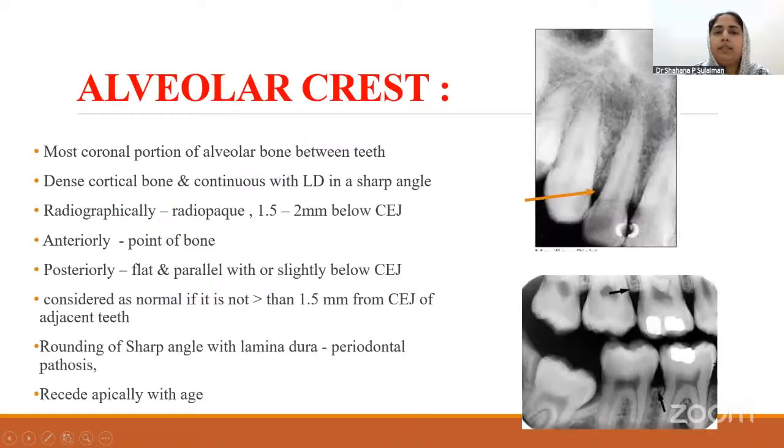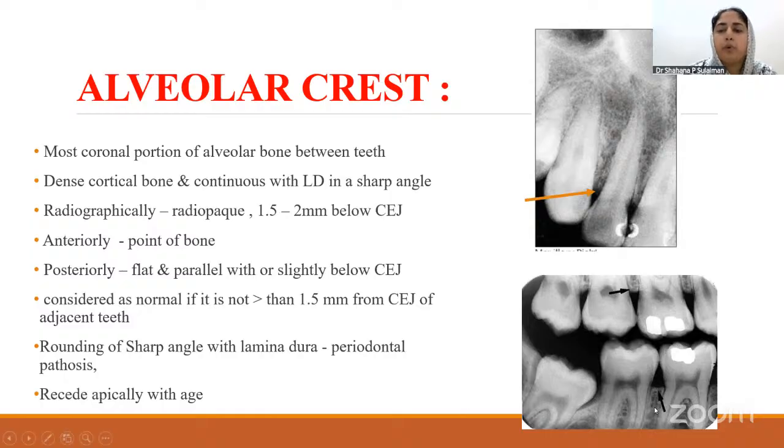Now coming to the next supporting structure, we have the alveolar crest. The alveolar crest is the most coronal portion of the alveolar bone between the teeth. So it is the crest of the interdental bone. It appears sharp and pointed in anterior teeth, and flat with sharp angles in the case of posterior teeth. Now the level of the alveolar crest will be either at the level of the CEJ or slightly below the CEJ in the case of posterior teeth.